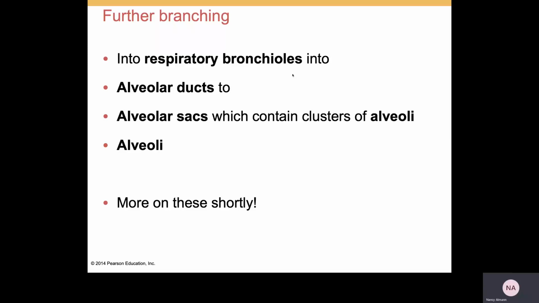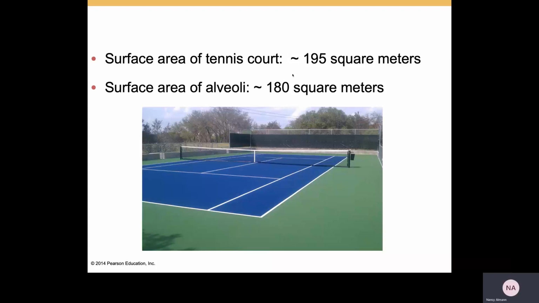This is a cool picture because if you take a look at the surface area of a tennis court, it's about 195 square meters. And the surface area of the alveoli, if you flatten them all out, is about 180 square meters. So the next time you're playing tennis, think, holy cow, this is about the size of the surface area of the gas exchange membranes in my lungs. I love that. Just fascinating to me.